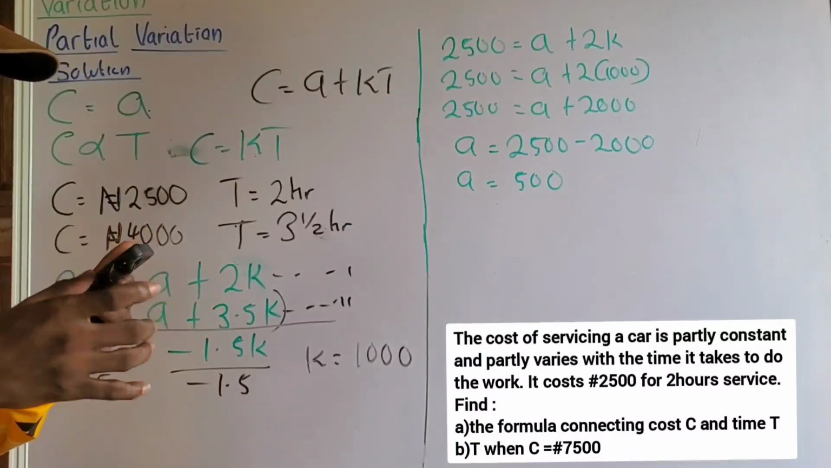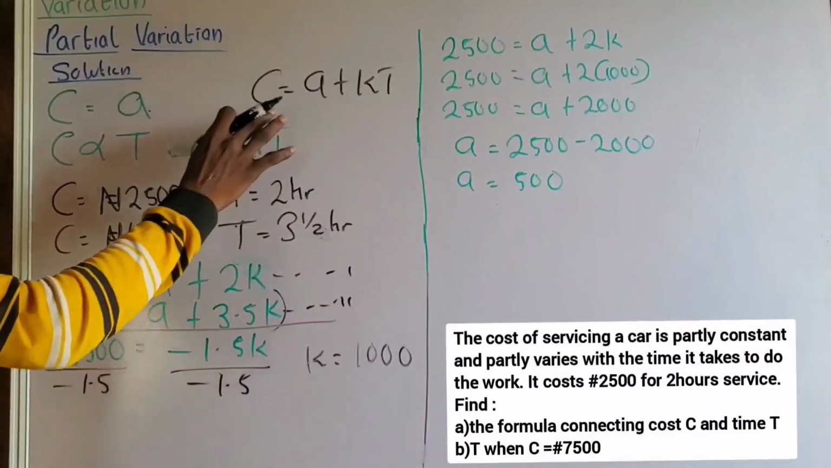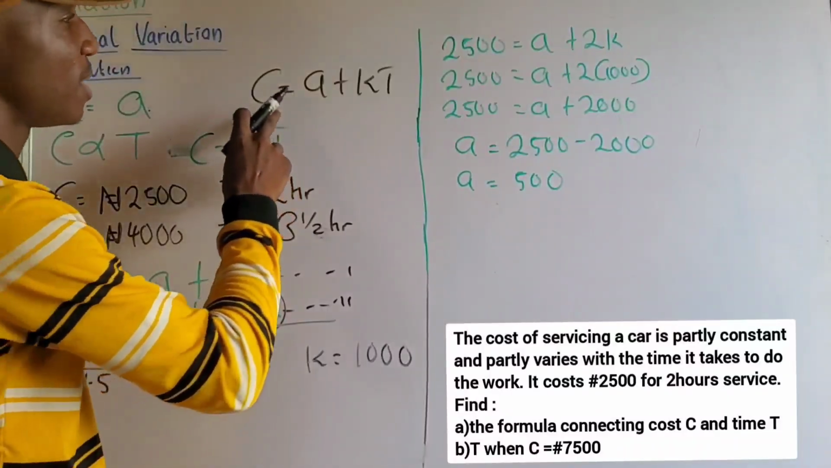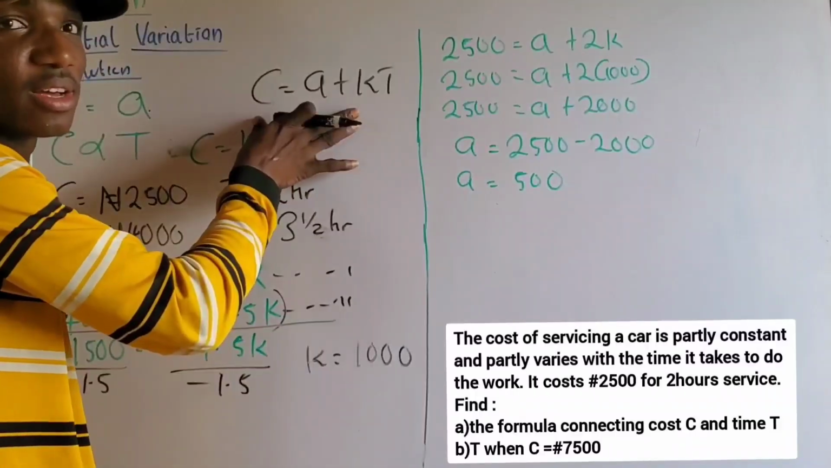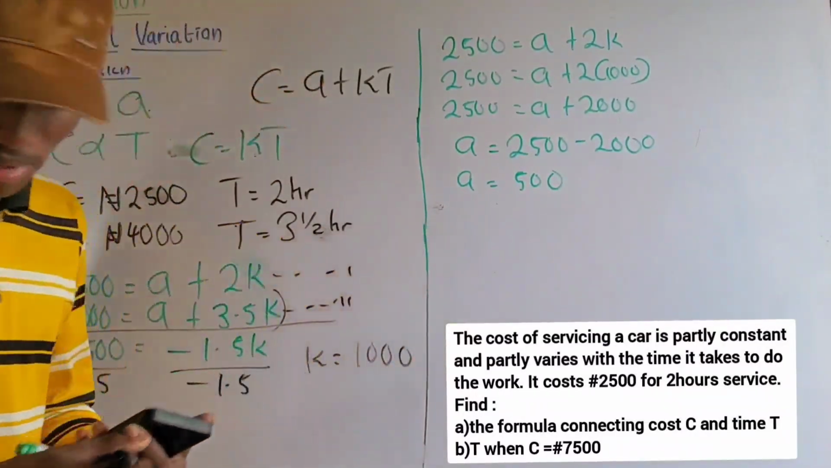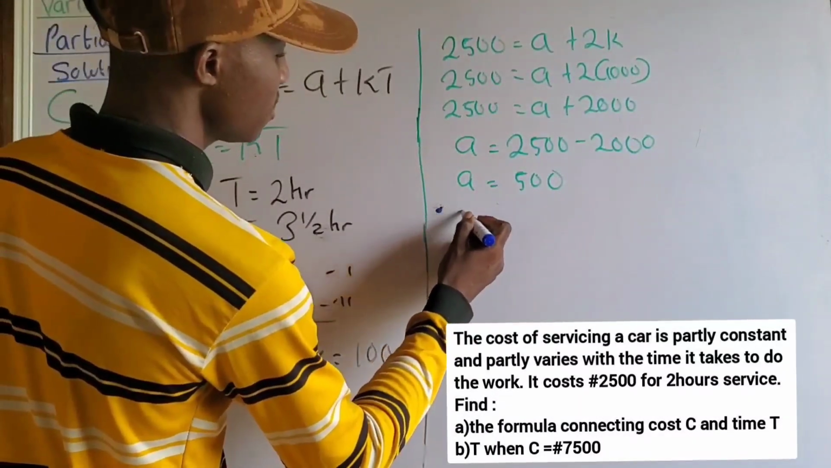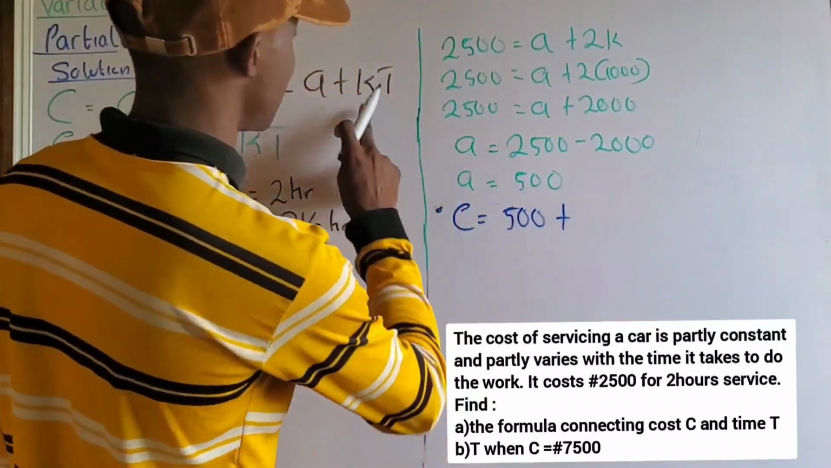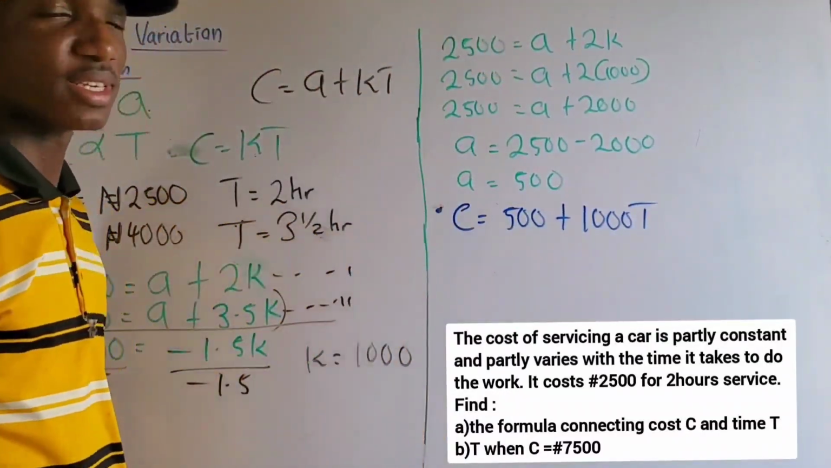The first question is to find the formula connecting C and T. Well, to get the formula connecting C and T, we are going to use this relationship. Are you getting it? This is the relationship that exists between C and T. So I'm going to replace A as 500 and K as 1000 in this formula. By so doing, we have already gotten the formula connecting C and T. So let's do that. For this, we are going to have C equals A. A is 500, so I'm going to have 500 plus K. K is 1000, so I'm going to have 1000 T. Okay, this is the formula connecting C and T.